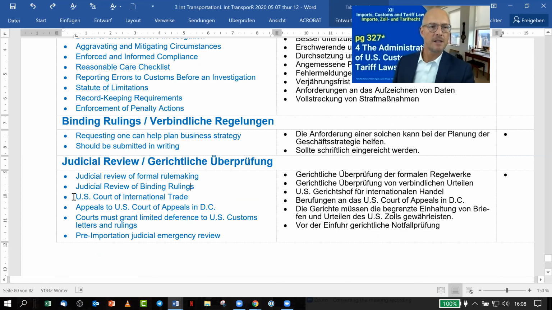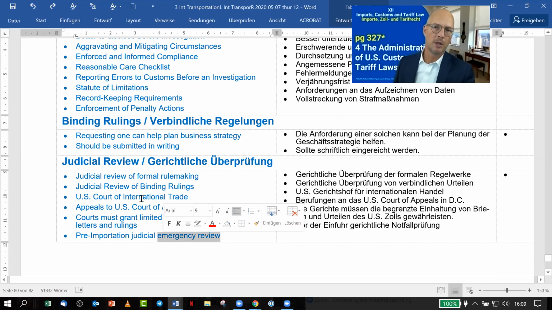Responsible for all these things in the United States is a special court. It's the Court of International Trade. The appeals then go to the US Court of Appeals in DC. And of course, all these courts must grant limited deference to all US customs letters and rulings. Sometimes before the importation, we have an emergency review of whether you are allowed to import all these things, or if it's completely forbidden.